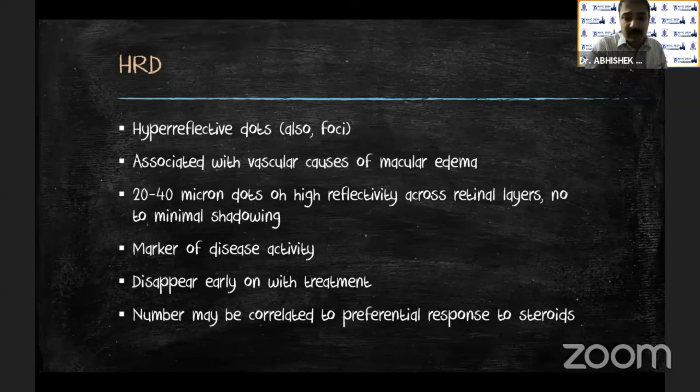They are associated with vascular causes of macular edema, usually in the range of 20 to 40 microns, not more than that. And they have no to very minimal shadowing. They are markers of active disease. With whatever treatment you institute, anti-VEGF for AMD, or say a steroid or anti-VEGF for DME, they disappear with treatment. Their number may be correlated to the preferential response. So if you see a lot of them, you may want to give steroids because they are thought to be activated glial cells, which basically are a marker of inflammation.